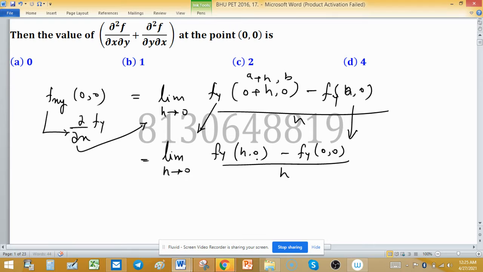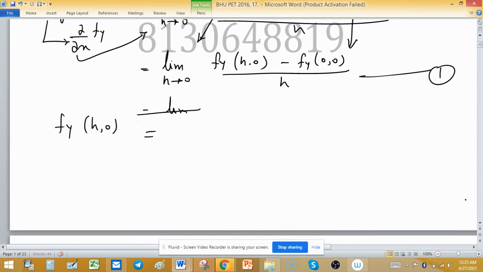So, the limit as h tends to 0, or you can find here f_y(h, 0). Call this equation 1, or the principal equation. So f_y(h, 0) means the partial derivative of f with respect to y, that is, the partial derivative of f with respect to y at the point (h, 0). This is the simplest meaning of this.